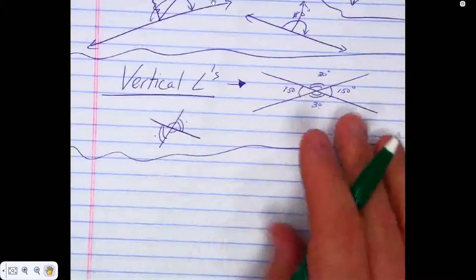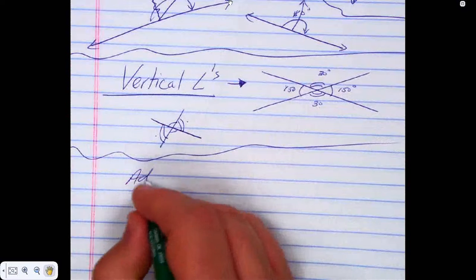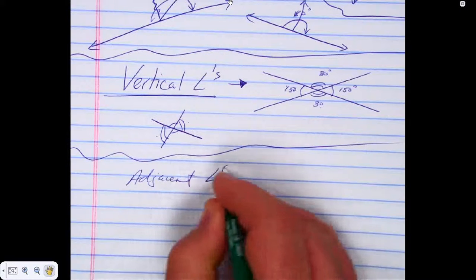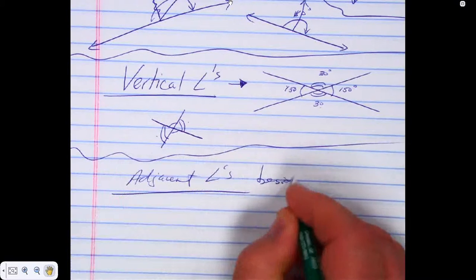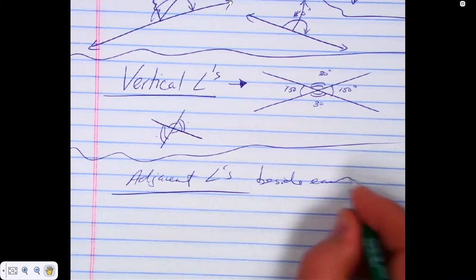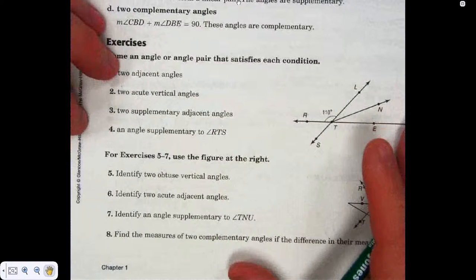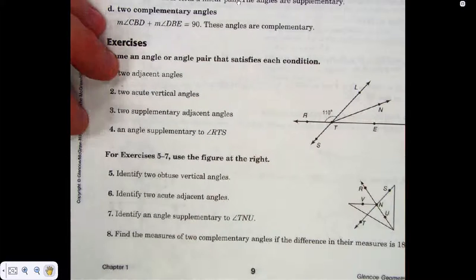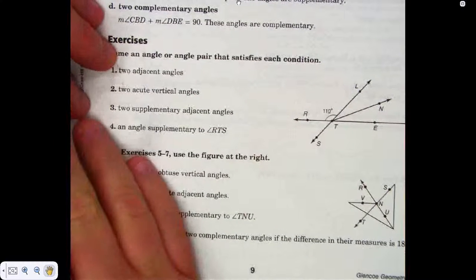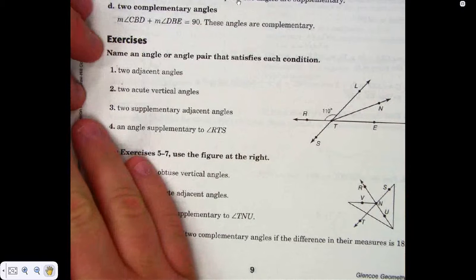Oh, I did forget one thing, adjacent angles. What are adjacent angles? Angles that have a common side and point. They're beside each other. They have a common side and what? A vertex. Vertex is where an angle changes directions, right? Goes down and then changes directions. That point, that's the vertex.